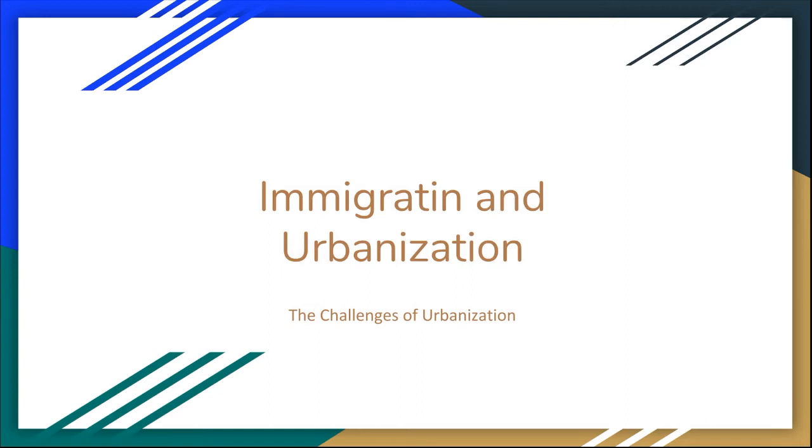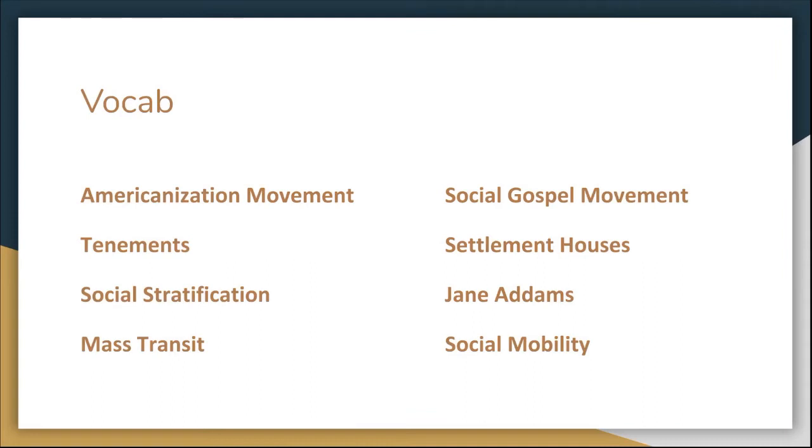Welcome back. This is the second lesson in a series of 4 on industrialization and urbanization. Today we'll talk about the challenges of urbanization. In this lesson, we'll see how the rapid growth of cities force people to contend with problems of housing, transportation, water, and sanitation. The vocab in this lesson: Americanization movement, tenements, social stratification, mass transit, social gospel movement, settlement houses, Jane Addams, and social mobility.